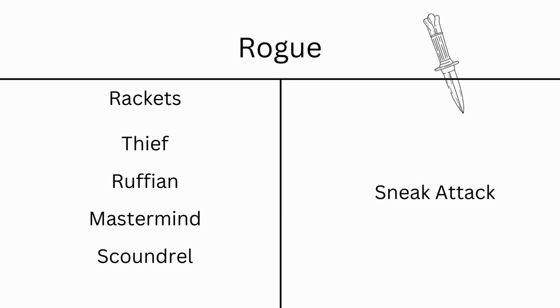Rogues in Pathfinder can specialize in 4 different styles, called rackets. The Thief racket lets players add dexterity to their damage rolls with finesse weapons, something that no other class can do in Pathfinder. The Ruffian racket can sneak attack with non-finesse or agile melee weapons. The Mastermind can make enemies off guard by recalling information about a creature using an in-combat skill check. Lastly, the Scoundrel can use deception to make an enemy off guard more easily than other characters can.